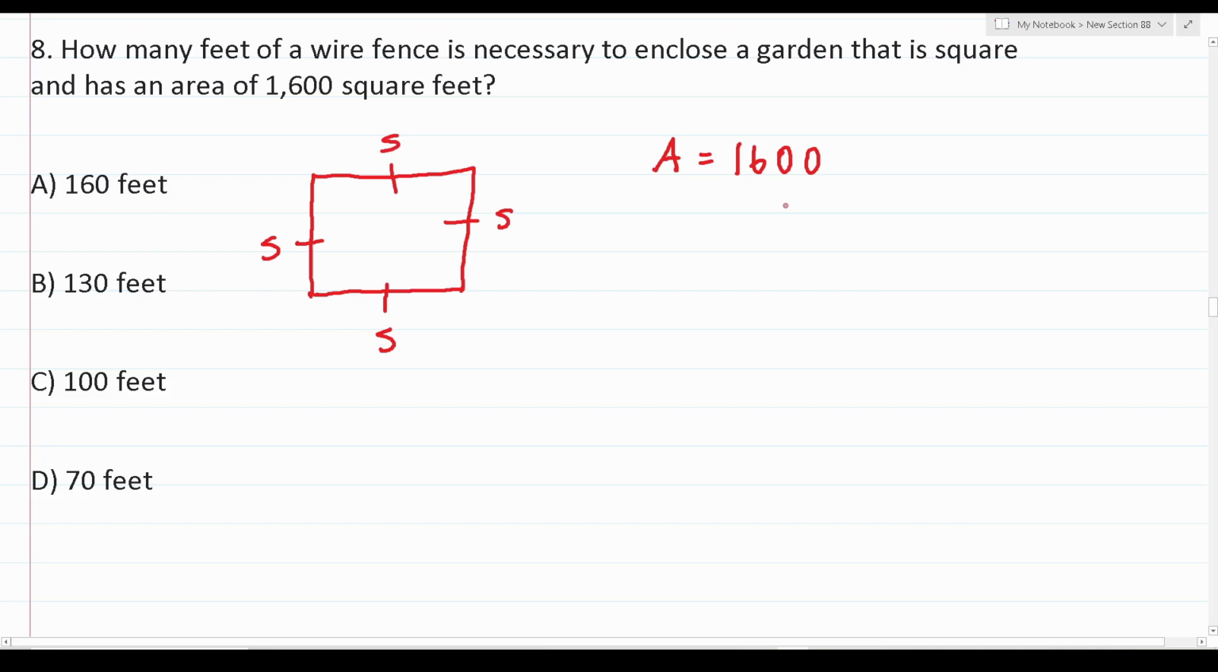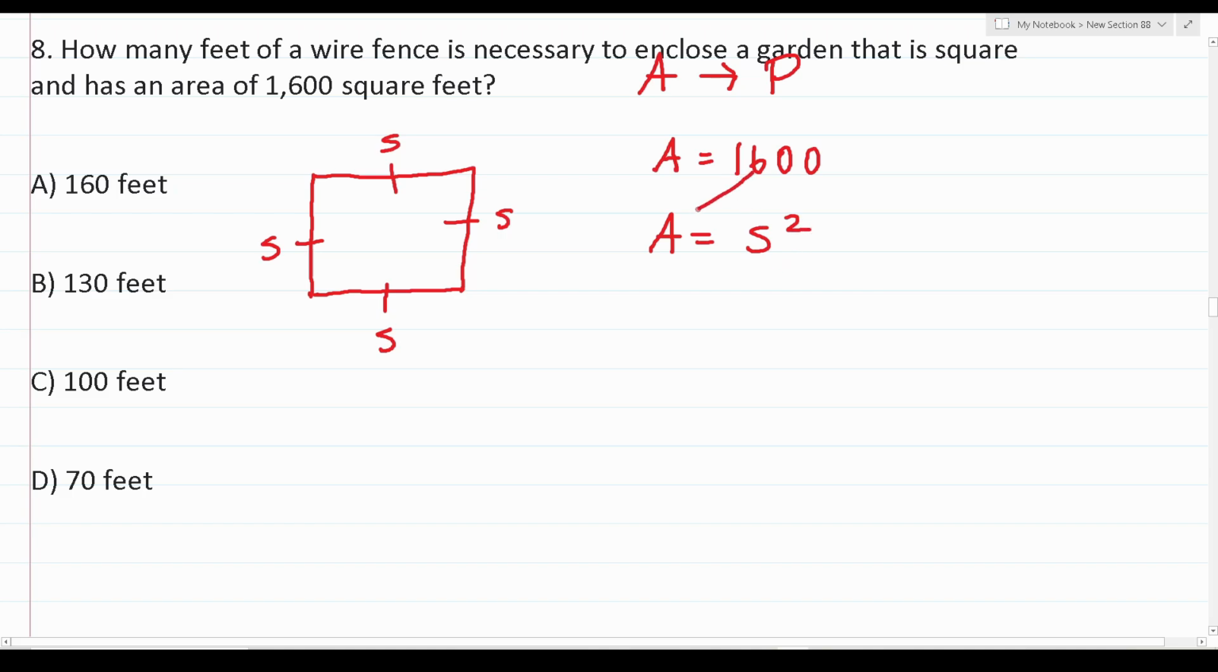Well, if you think about it, to fence in this square garden, we would add the length of fence we need for this side, plus the length of fence we need for this side, plus this side, plus this side. So in other words, we have to go from knowing the area of this garden to knowing its perimeter. So we're doing the opposite of what we saw in a previous problem. So how do you find the area of a square? Again, that's area equals side squared.